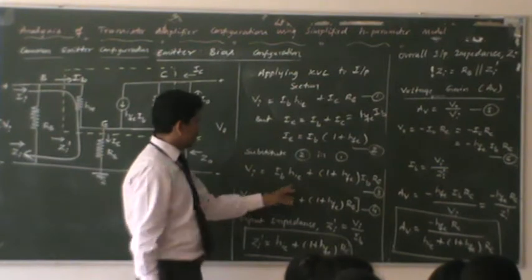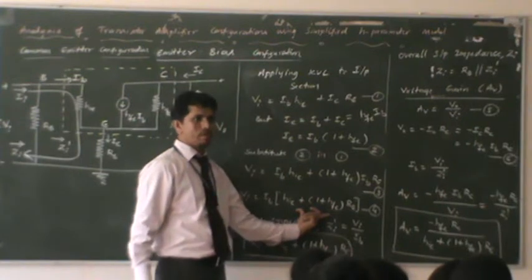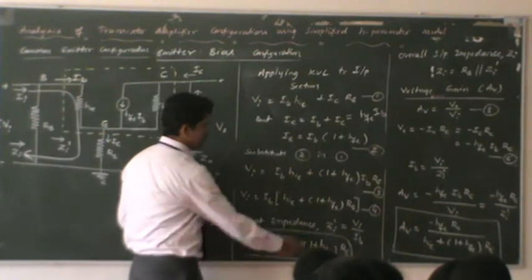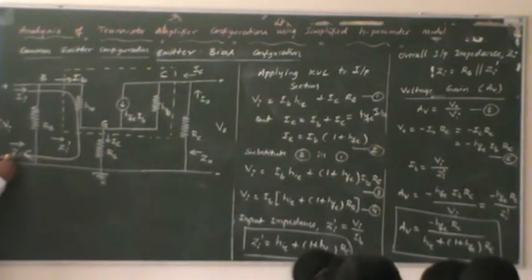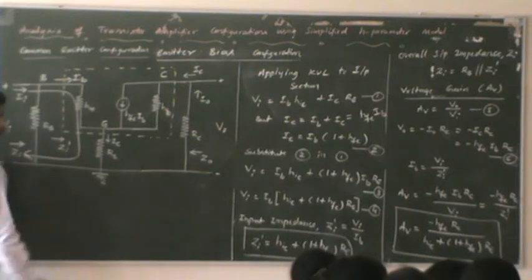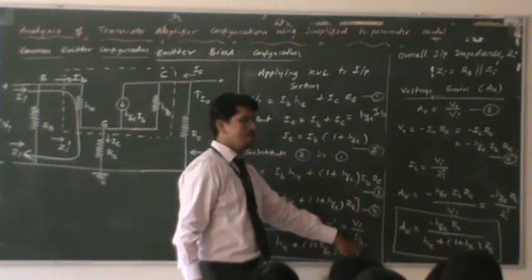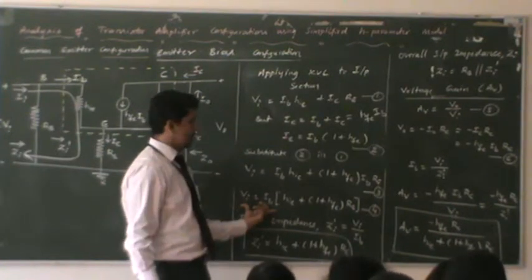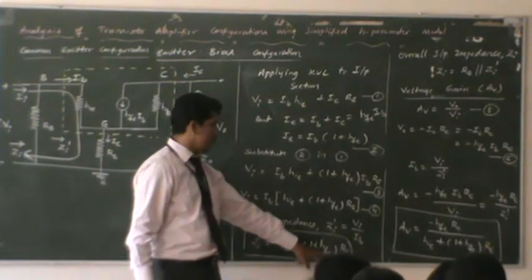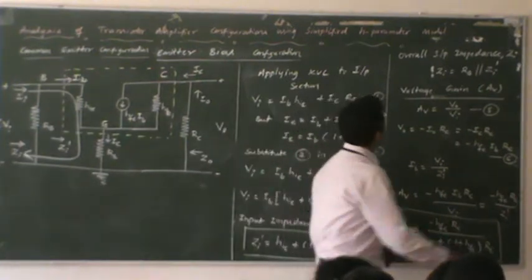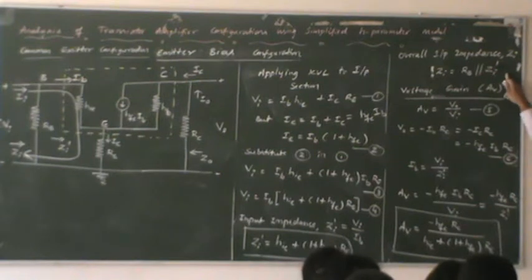Here, just take out IB as a common factor, and the rest of the expression is the equation. You can see there are two impedances here. One is Zi dash, looking from here. The other is RB, the parallel path with Zi dash. Zi dash is nothing but VI by IB as per the definition. Substitute for VI obtained from equation 4 here. So you get Zi dash as hie plus 1 plus hfe times RE. The overall input impedance is Zi, which is the parallel combination of RB and Zi dash. You look at this.